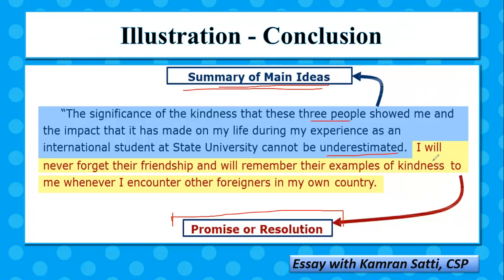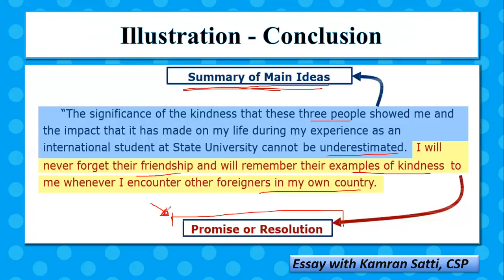So now read the last sentence. I will never forget their friendship and will remember their examples of kindness to me whenever I encounter other foreigners in my country. So he has made a promise or a resolve in this instance. So how do you structure the concluding paragraph? You write the main ideas and you write a solution or a promise, in this case. Of course, the CSS essay would be different, but this is just to make the concepts clear.